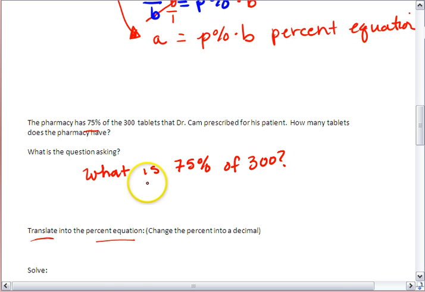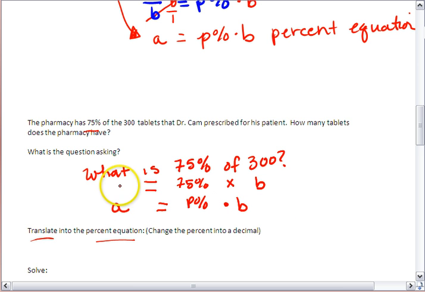Alright, so let's think about this. Is means equals. So you're saying what equals 75%, this is like my P percent, of is multiplication, and remember, of is where our whole is, so of B, so P percent of B. So A equals P percent of B. We don't know A in this one, so instead of B here, I can use 300. So A equals 75% of 300.